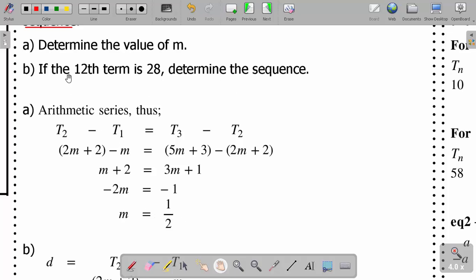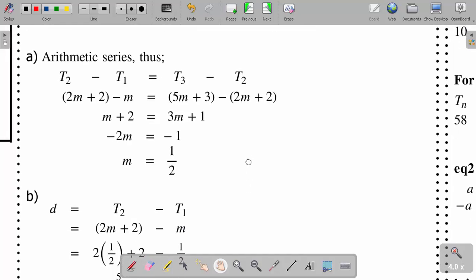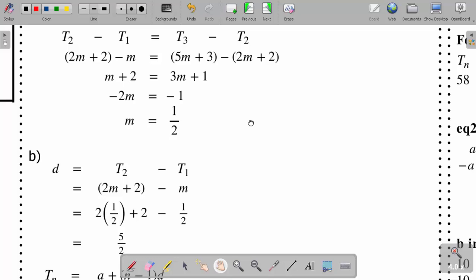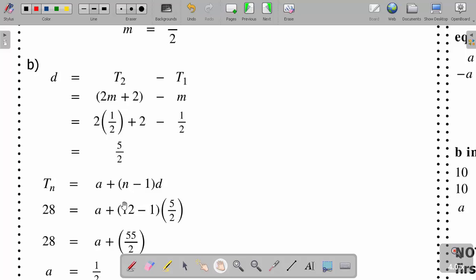After getting m, they say now, if the 12th term is 28, determine the sequence. So they're saying the 12th term is 28. I want the sequence now. So after getting my m, I can come back to get my t1 and my t2 minus t1, because I know the m now. So this is my common difference here. And then I know that Tn equals a plus n minus 1 times d, okay?